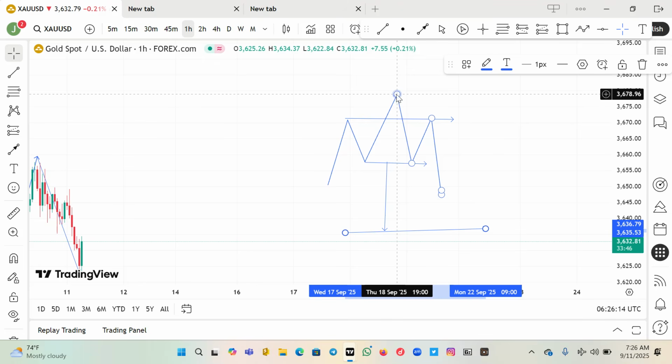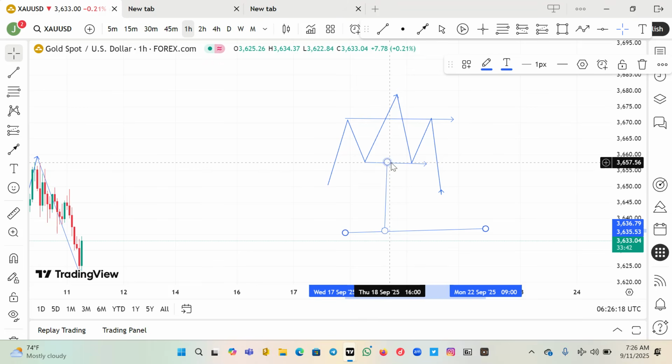I said you will measure the distance between the head and the neckline. Then that same distance you already measured, you just take it from the neckline to where it will get to. Anywhere it reaches, that will be your TP.